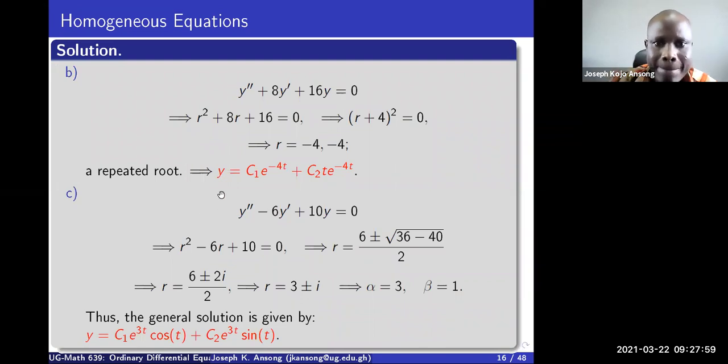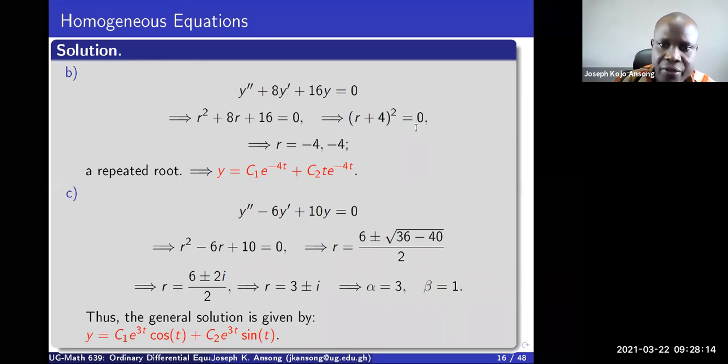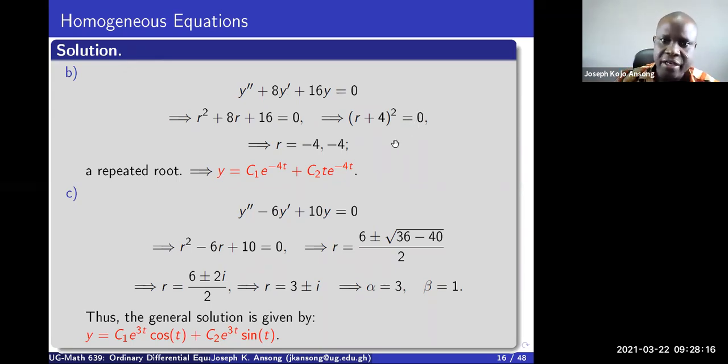Then the second example is given by this. This is the differential equation, homogeneous. The characteristic equation is given by r squared plus 8r plus 16 equals 0. Now this is the same as r plus 4 squared equals 0. So if you solve this, you're going to get a repeated root, right? R is negative 4 and negative 4 is repeated.